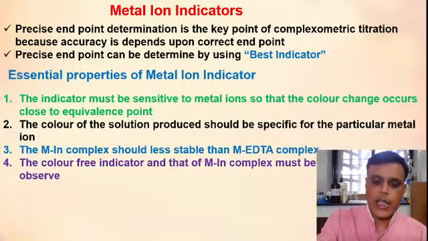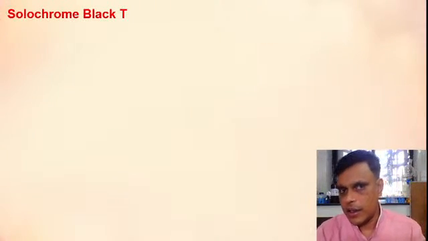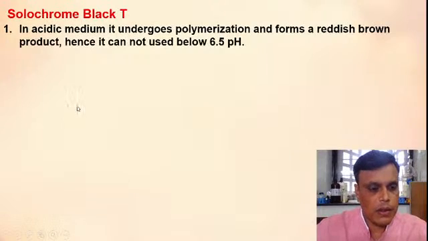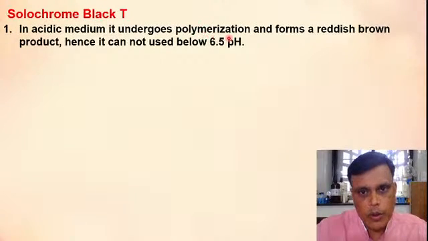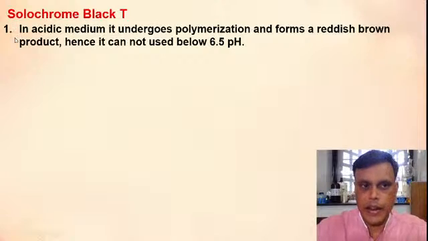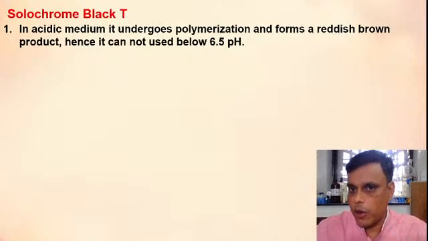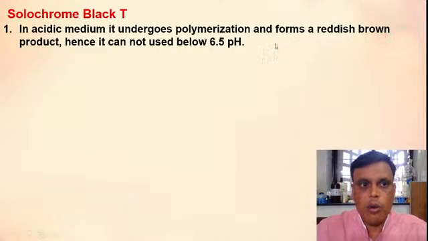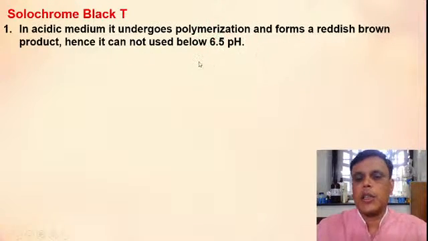ठीक है, okay. Then next point is, so there are different indicators. We have seen EBT is there, eriochrome black T is there, solochrome black T is there, pattern and leader indicator is there. So that particular metal ion indicator, they must have some properties. So if we take an example, we will discuss only one example, that is solochrome black T indicator. So क्या properties होनी चाहिए solochrome black T indicator की? So that we'll see. So first property, in acidic medium it undergoes polymerization. ये जो है ना सोलोक्रोम ब्लैक T इंडिकेटर, in acidic medium what happens, it undergoes polymerization and it forms a reddish brown product, hence it cannot be used below 6.5 pH.